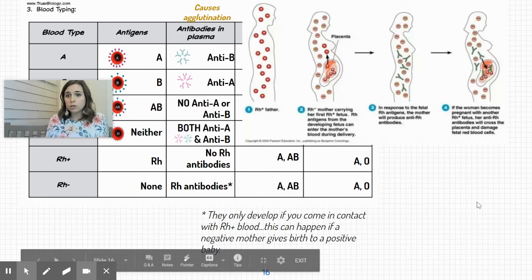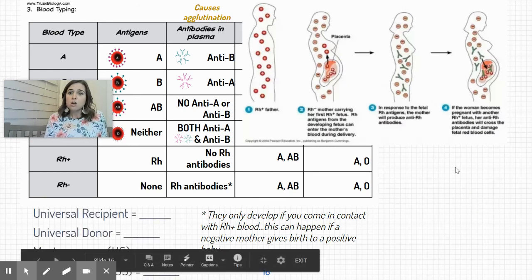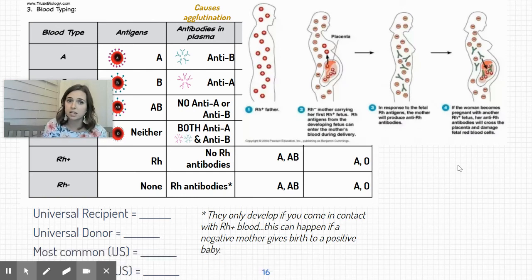Speaking of, I want you to, underneath this table, write the following so that we know for sure. Again, it's on the table, but I want you to know the universal recipient, universal donor, most common, and then the last one that's being covered up says least common, at least in the US.